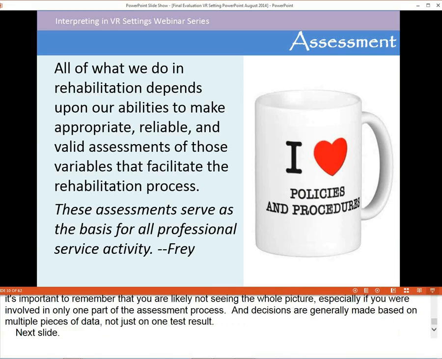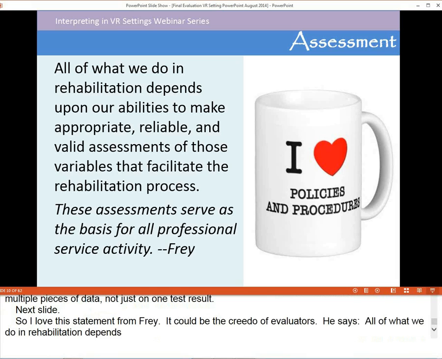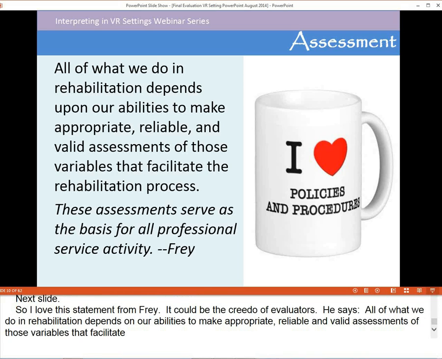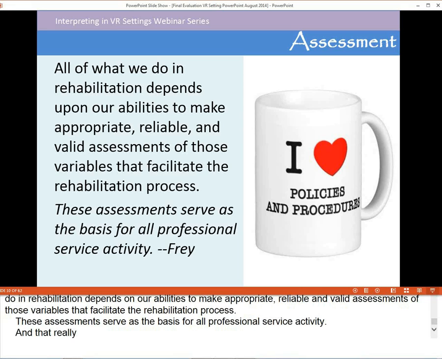So I love this statement from Frey. It could be the credo of evaluators. He says, all of what we do in rehabilitation depends on our abilities to make appropriate, reliable, and valid assessments of those variables that facilitate the rehabilitation process. These assessments serve as the basis for all professional service activity. And that really is the basis of evaluation in a nutshell. Next slide.